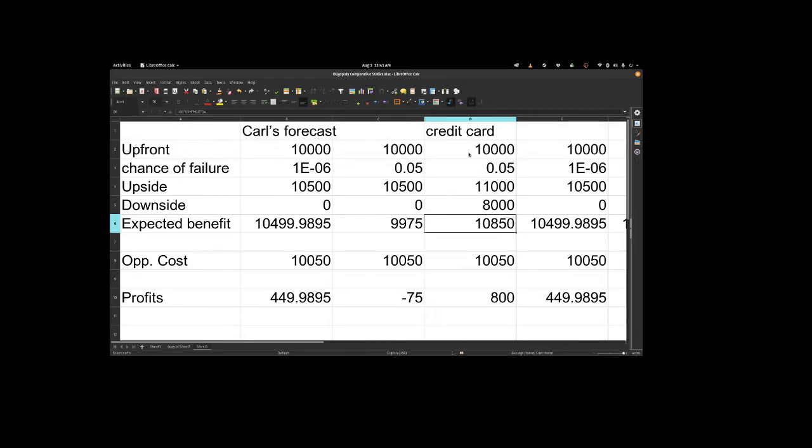But all told, the net result is these expected benefits are higher, so now we don't need to charge even as much as we did on the car loan. If we charge half as much, we're still making an economic profit, and so we can afford to charge this lower interest rate because we have more collateral and lower chance of failure, right? So a mortgage interest rate is even lower than for something like a credit card.